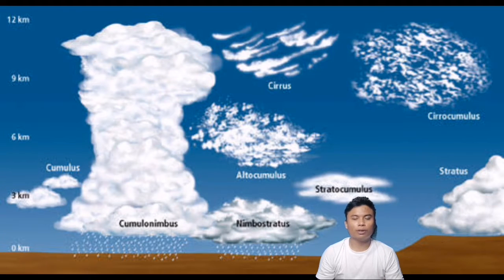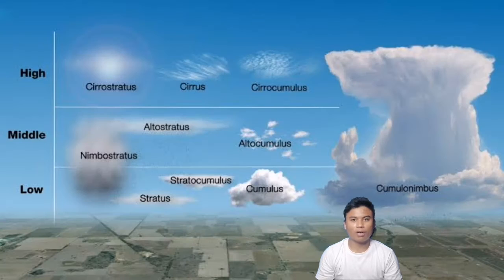A cloud is a visible accumulation of minute droplets of water, ice crystals, or both suspended in the air. There are three different types of clouds: the high-level clouds, the mid-level clouds, and the low-level clouds. The high-level clouds, which are 5 to 13 kilometers suspended in the air, are namely cirrocumulus clouds, cirrus, and cirrostratus clouds. In the mid-level clouds, which are 2 to 7 kilometers, are altocumulus clouds, altostratus clouds, and nimbostratus clouds.